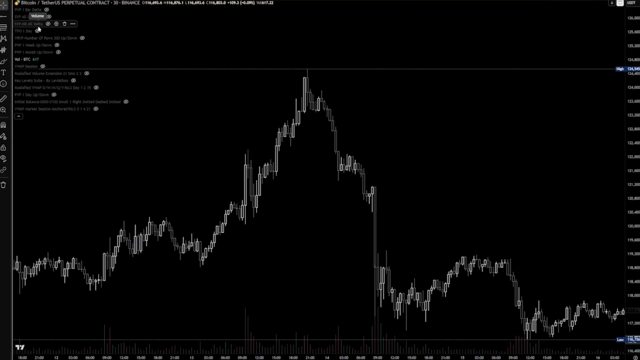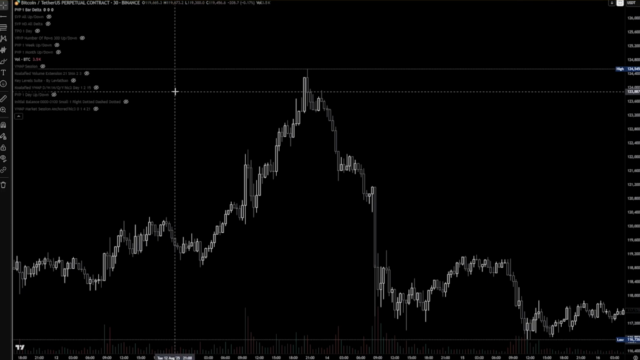Our daily. And I'm going to go, and this is 30-minute candles with the bar deltas. I hope it goes back that far.